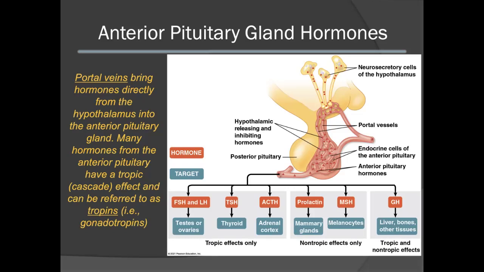However, not all hormones released from the anterior pituitary are considered to be tropic. Prolactin and MSH are considered to be non-tropic hormones. Growth hormone has both tropic and non-tropic effects in its target tissues.